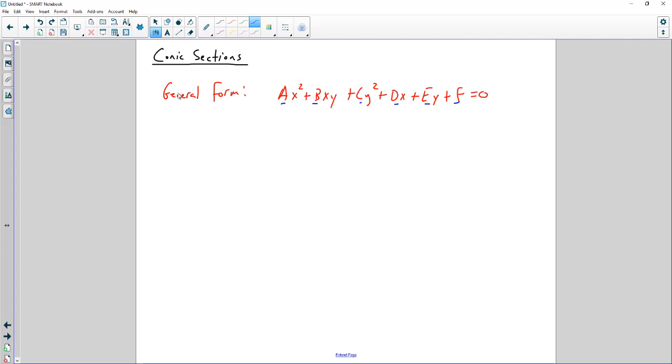But right now we're just going to talk about circles. So I'm going to tell you this: if A equals C, the conic section is a circle. So we'll talk about all the things I want you to know about circles today. If the coefficient of x squared is equal to the coefficient of y squared, then you're looking at a circle. And that's how you can tell. I can give you some random equation like this, but if you notice that this coefficient and this coefficient are the same value, then you know it's a circle.